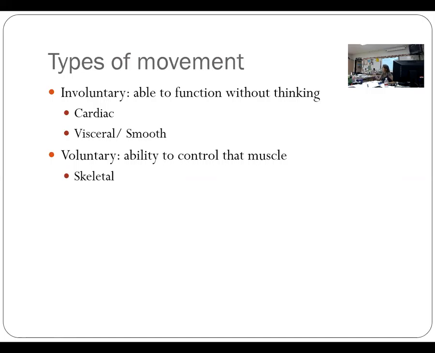So smooth muscle is involuntary, and cardiac muscle too. We don't have to tell our heart to beat either. That can be dangerous. But skeletal muscle is voluntary for the most part. There are some involuntary things about it, like if you touch something hot, you have a reflex and you jerk your arm back. That's involuntary, but it still uses skeletal muscles.